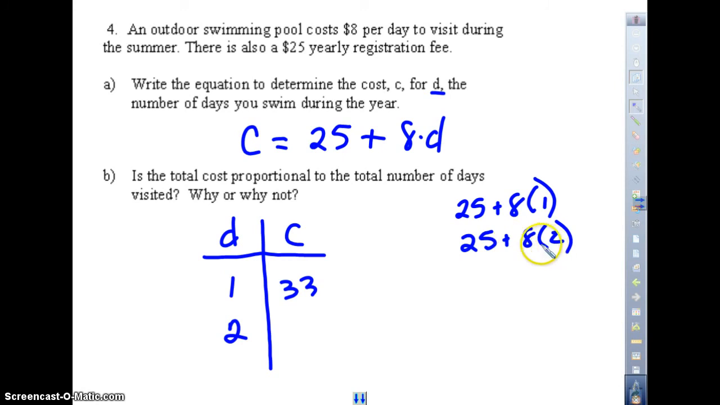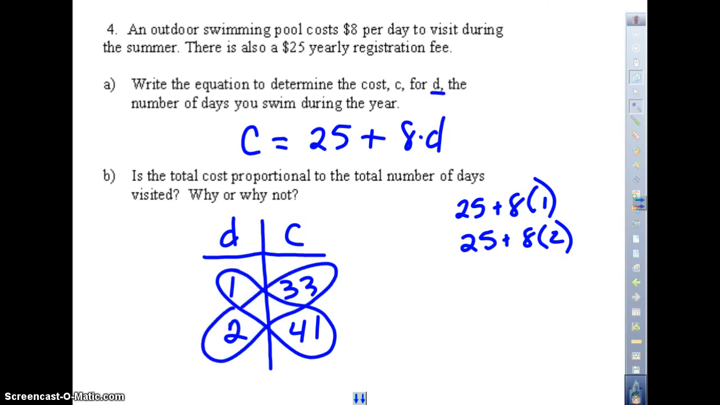2 days at $8 a day, that's $16. What's 16 plus 25? 41. Now that you have a couple of data points in a table, how do you tell if the data is proportional? Yeah, cross multiply.